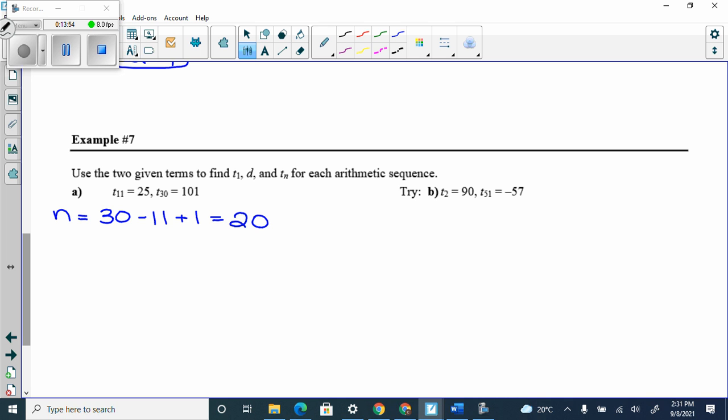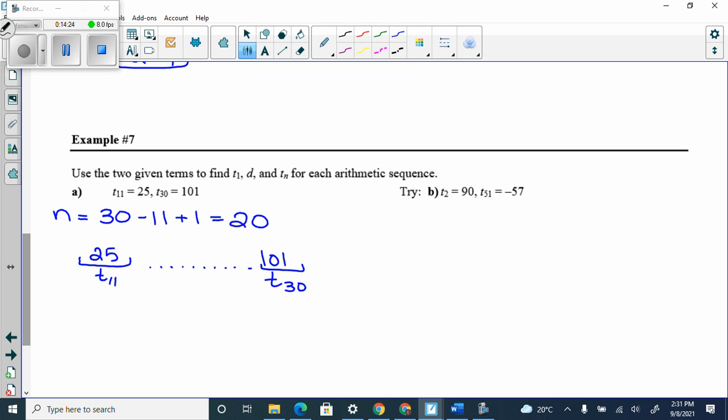Now, why would I only look at those 20 terms? Because I can use the T11 as the term 1. I can do just what I did in the last one. Correct? So T11 is 25, and then I got a whole schwack load of lines in there. And then T30 is 101. I agree? But I'm not going to look at all 30 terms, correct?